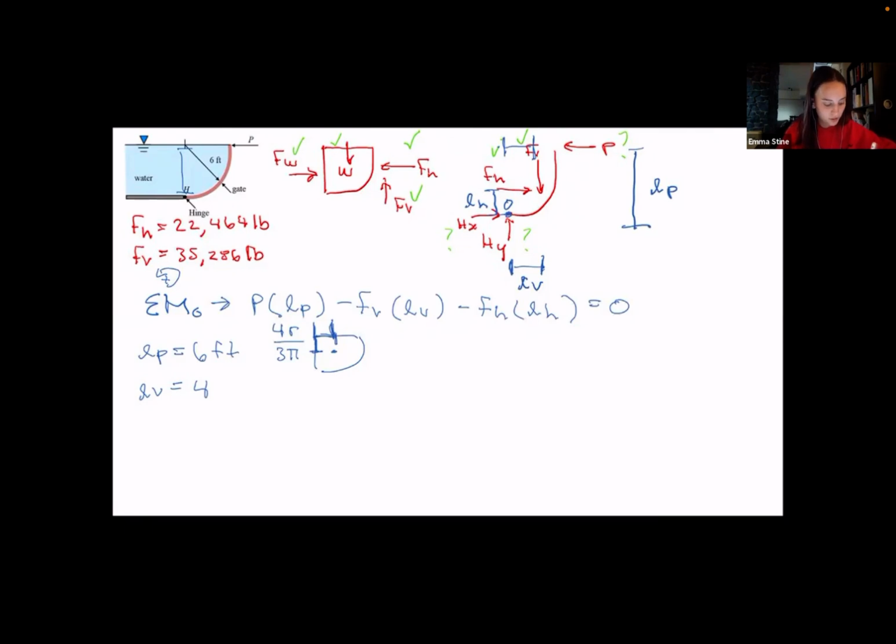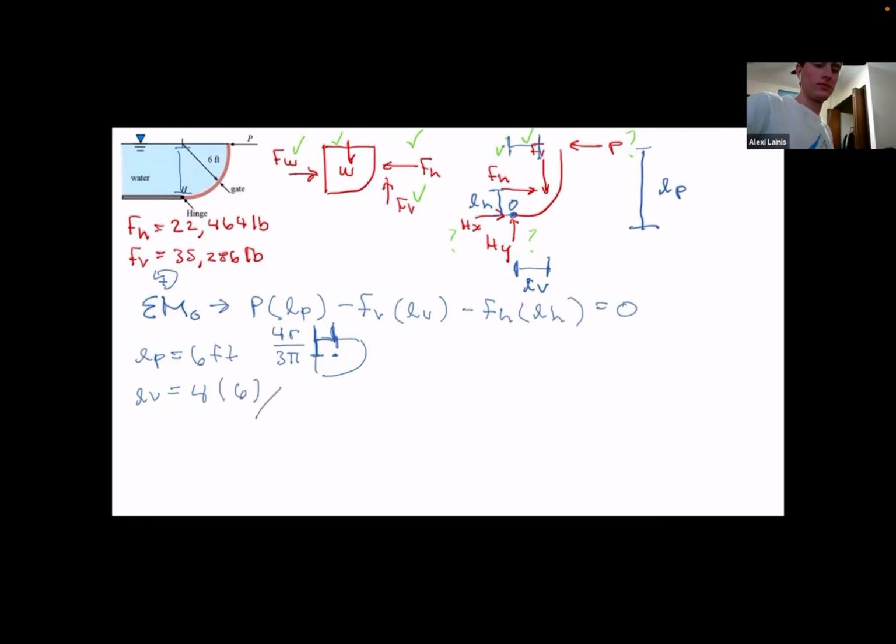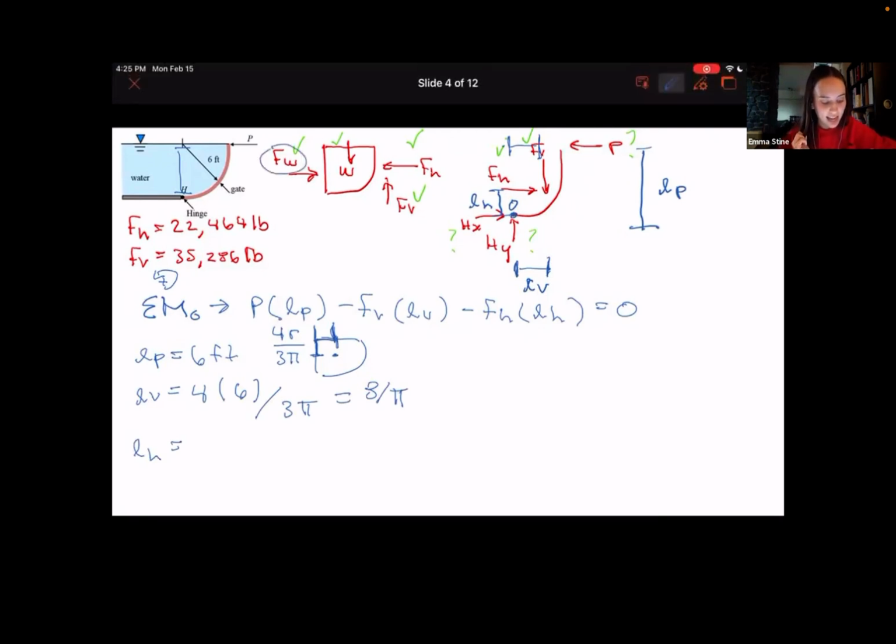Okay, so 4 and then 6 over 3 pi, which is going to be 8 over pi. We'll just keep it like that. And then finally, we have LH. Once again, we have to remember that FH is just looking at the dam like this. All it sees is a rectangle. It doesn't realize that the dam is curved coming towards it. It has no depth perception.